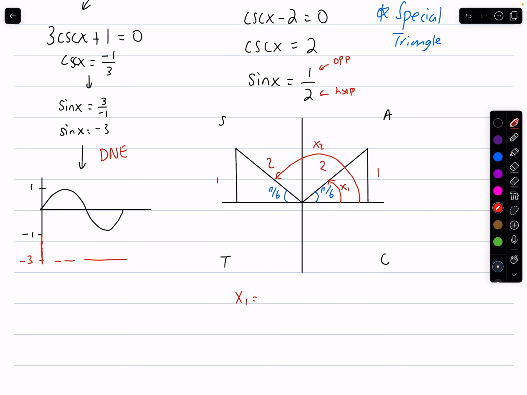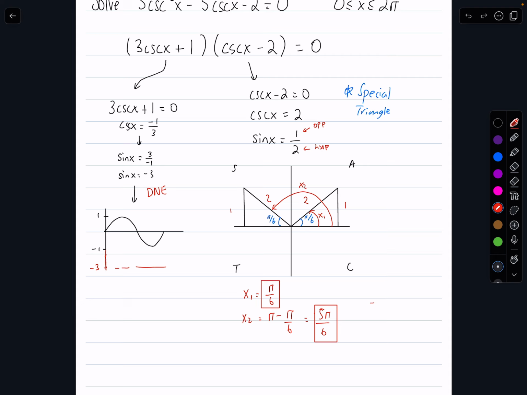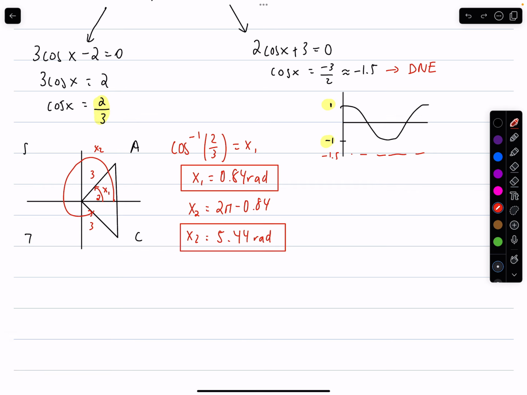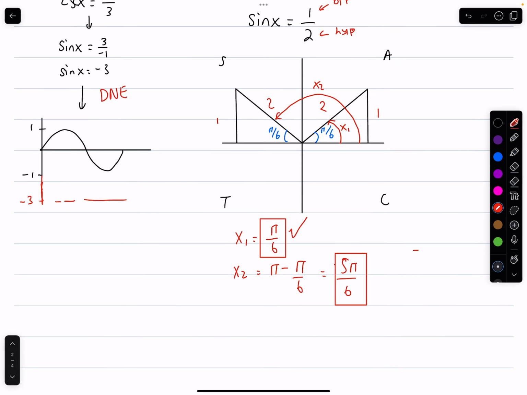So x1 is pretty straightforward. We already know this is pi over 6. But x2 is going to be pi minus pi over 6, which actually ends up being 6 pi over 6 minus pi over 6, which is 5 pi over 6. And there you have it. You have your two answers for x1 and x2, and they both came from the second factor, right? We recognized which quadrants it is for the CAST rule, and we also recognized that these are special triangles. So notice in the previous question, it wasn't a special triangle, so our answers were in radians. But in this question, because it was a special triangle, it's still in radians, but in a more proper form using pi over 6 because it's a common triangle.